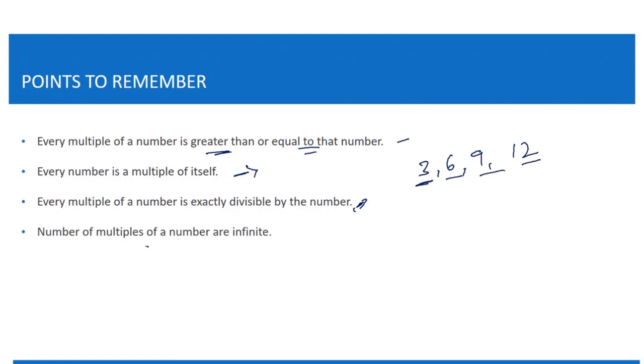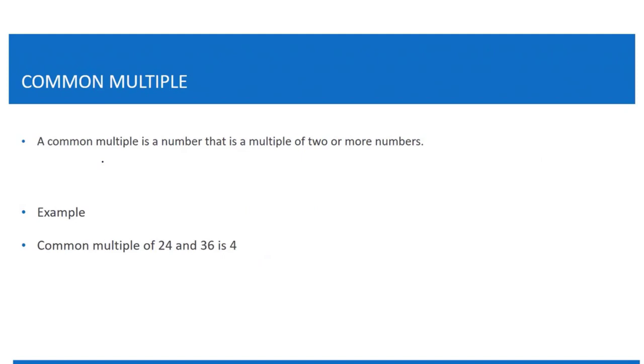Next, the number of multiples of a number is infinite. It is continuous. It is not going to be finite. It is not at all going to stop anywhere. So that's why it is infinite. But in the case of factors, it is finite, right? Now, similar to the common factor, there is a concept that is common multiple. A common multiple is a number that is a multiple of two or more numbers.